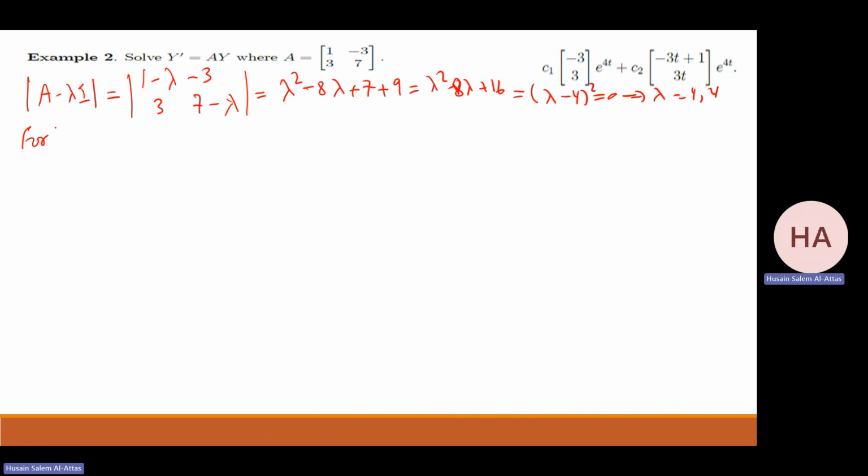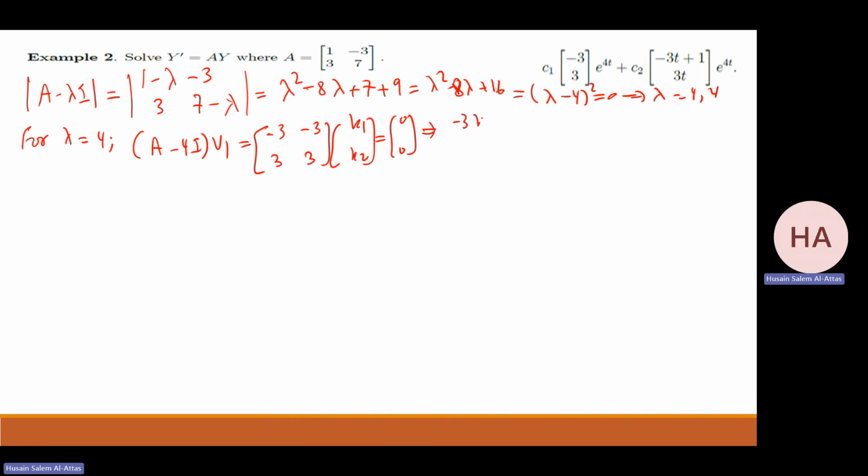Okay. Now for lambda equal 4, I have only one lambda. Okay. I'll solve the system A minus 4I times V1. And that will be what? 1 minus 4, that is minus 3, minus 3, 3, 3 times K1, K2 equals 0, 0. So that gives me minus 3K1 minus 3K2 equals 0. This equation is the same.